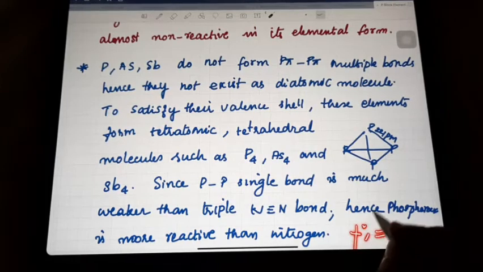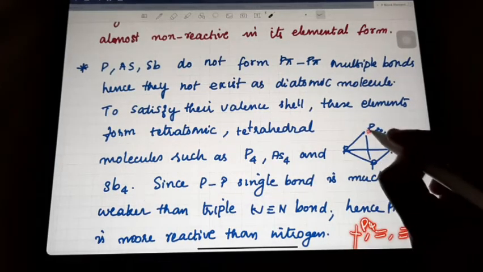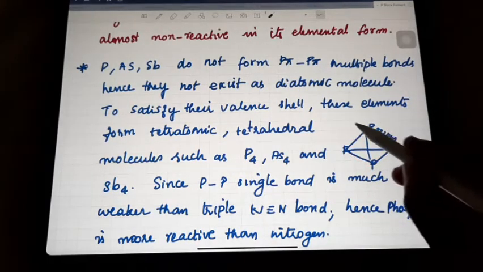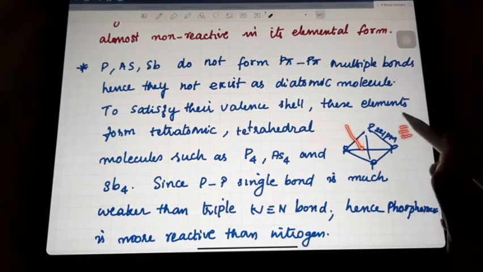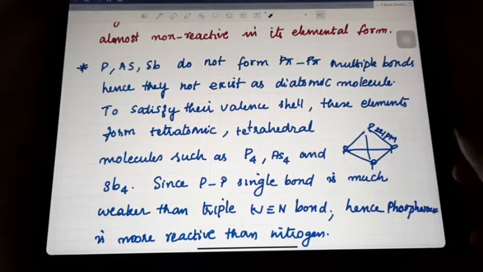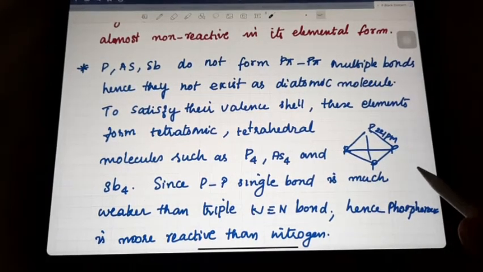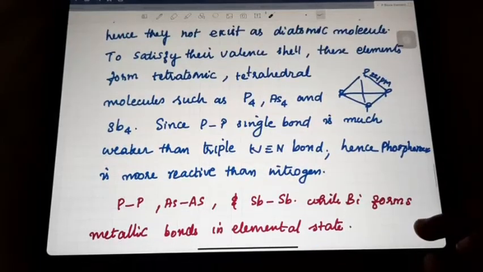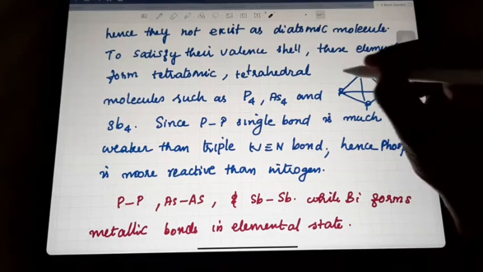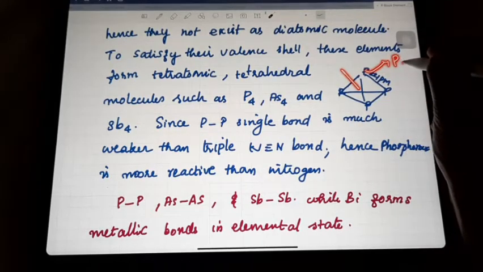This one. That's why in the case of P4, there are single bonds, which is possible in a tetrahedral molecule, so it is easy to break compared to the three sticks, just like the triple bond in N triple bond N. That's why the P-P single bond is much weaker than the triple bond. That's why phosphorus is more reactive than nitrogen, because easy breaking is possible. That's why P exists in the elemental form more easily compared to N triple bond N.